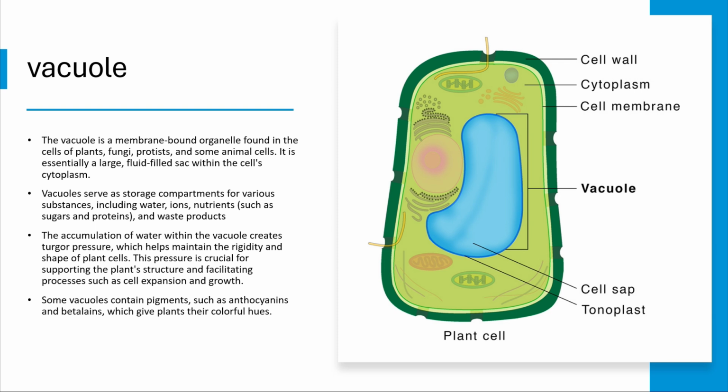This extra part you don't really need to know, but you can know it. It might help you in the future with essays. Some vacuoles contain pigments such as cyanins and betalains, which give the plants their colorful hues.